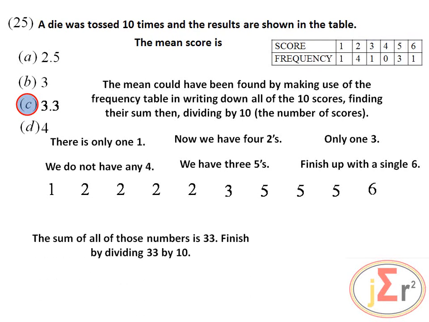And of course we could proceed by finding the sum of all of those numbers, which we know to be 33, or you could probably verify that by adding the numbers in that list. And we finish up by dividing 33 by 10. So the mean is 33 divided by 10, and that gives 3.3.